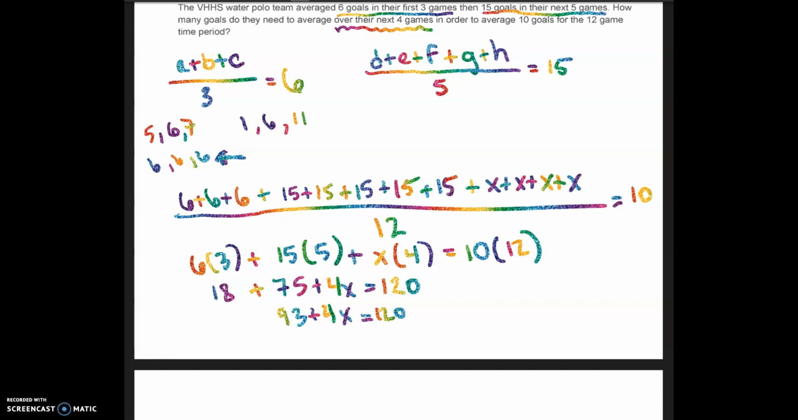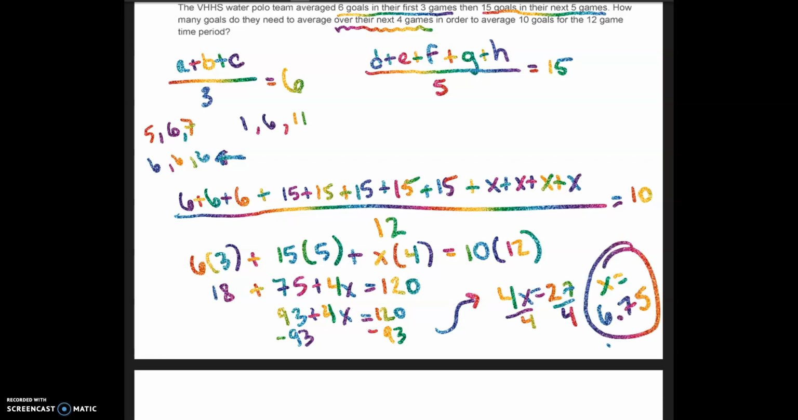We can subtract 93 from both sides. I'm running out of space here. We get 4x equals, what is that? 27. We divide by 4. So what does the water polo team need to average over the next 4 games? They need to average 6.75 goals over the next 4 games.